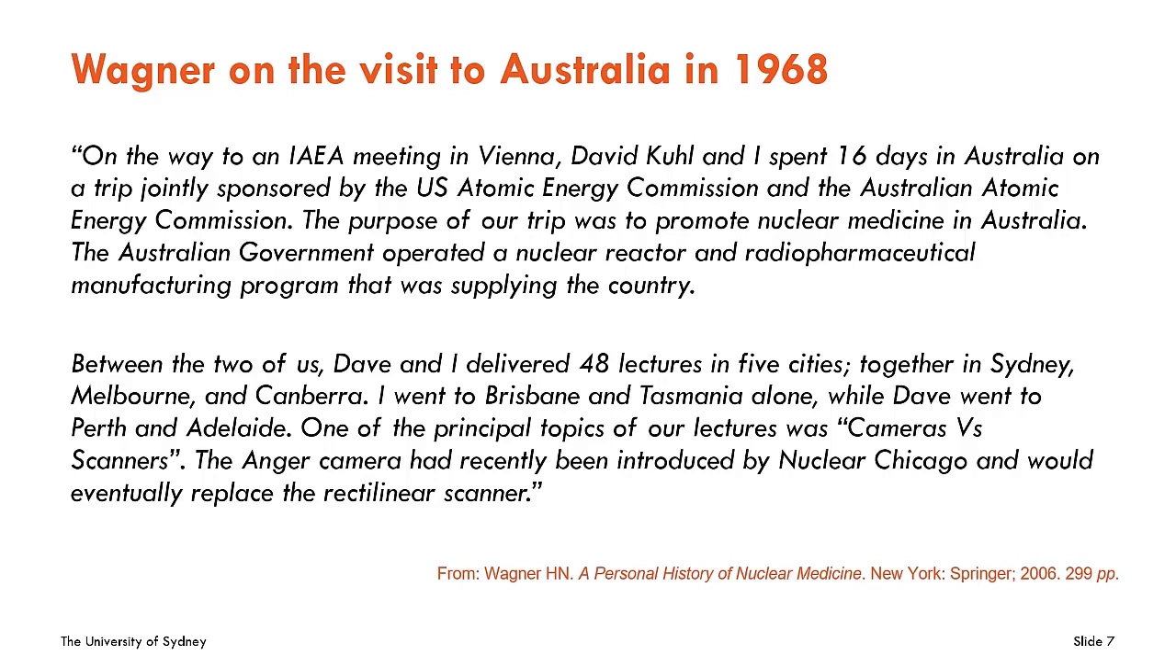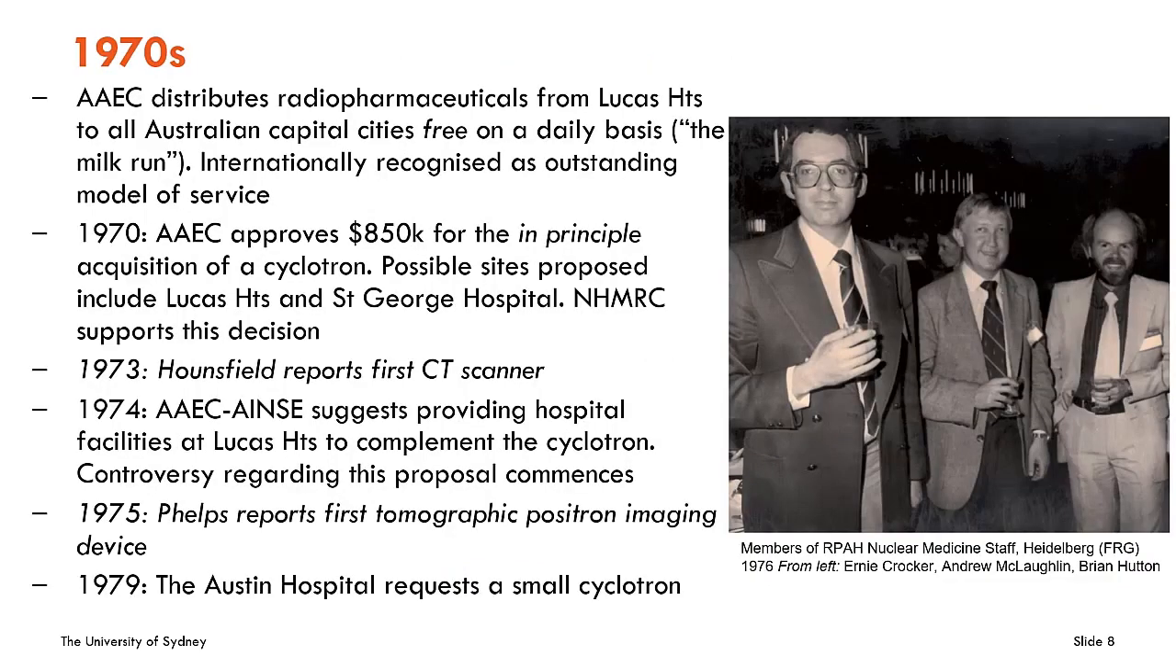One of the principal topics of our lectures was camera versus scanners. The Anger camera had recently been introduced by Nuclear Chicago and would eventually replace the rectilinear scanner. But at this stage, these two gentlemen were identifying to the Australian government that there was a need for a cyclotron in Australia in 1968.